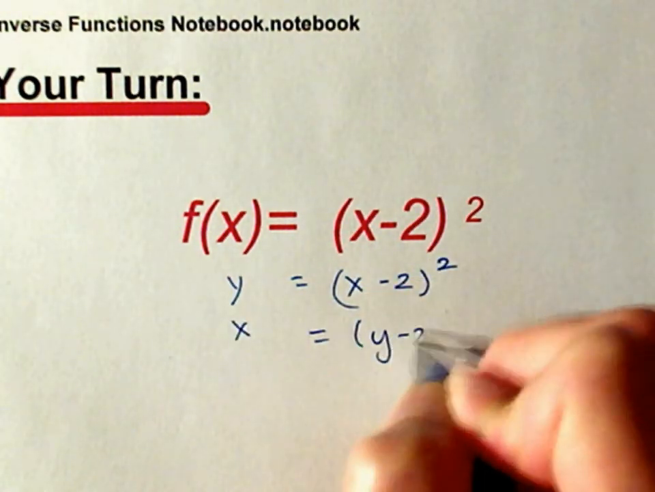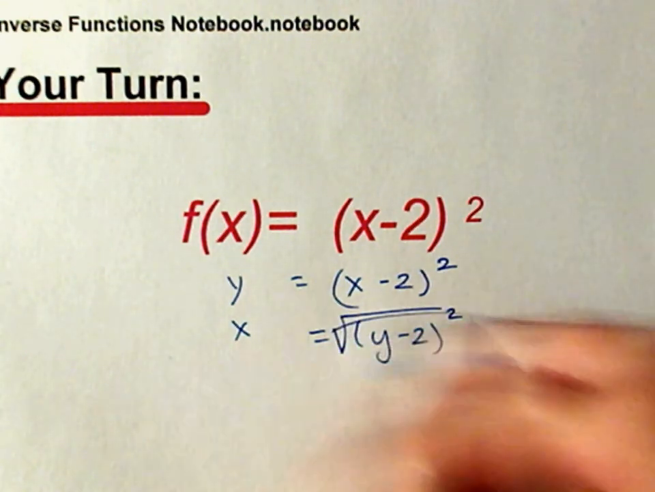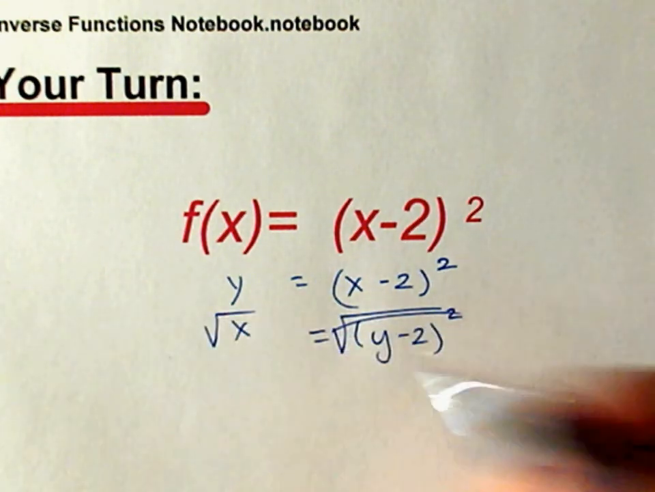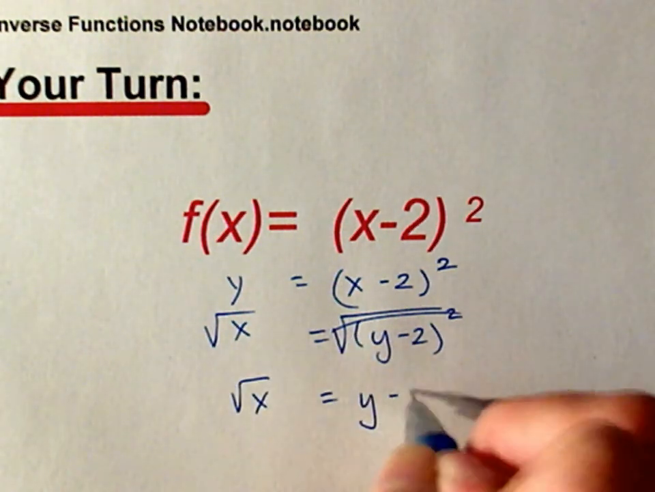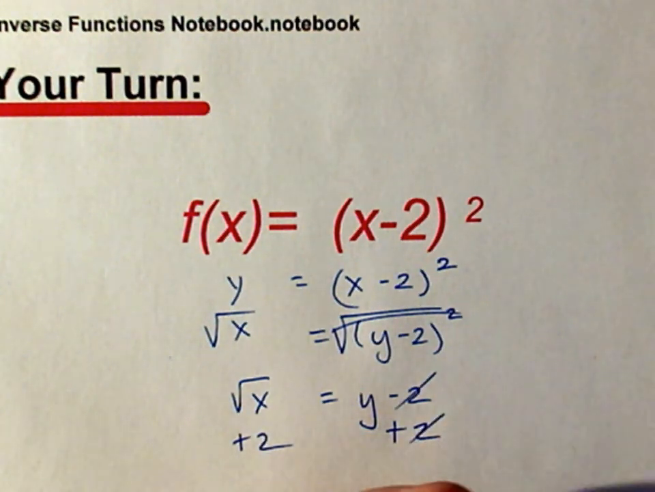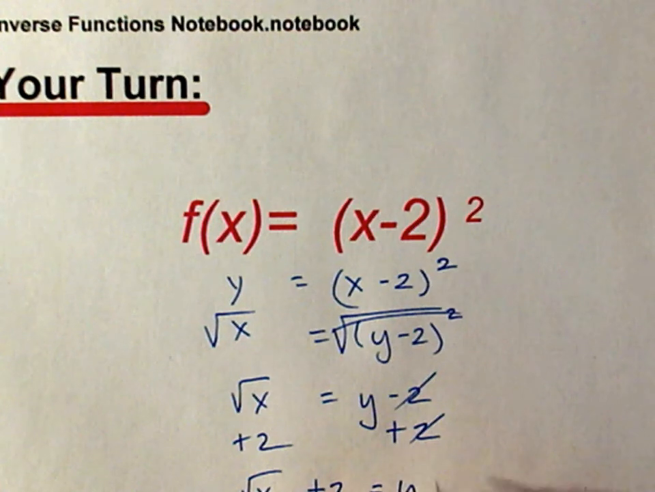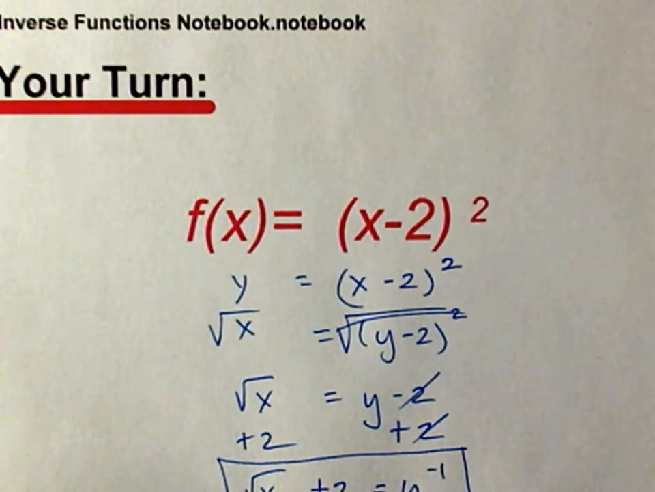All right, welcome back. So we're going to switch y equals x minus 2 squared. Switch your x and your y. Notice the square comes first, so I'm going to take a square root. Square root, you don't have to write a 2, so you have a square root of x equals y minus 2. Add 2 to both sides. So square root of x plus 2 is equal to y. And there you have it. Okay.